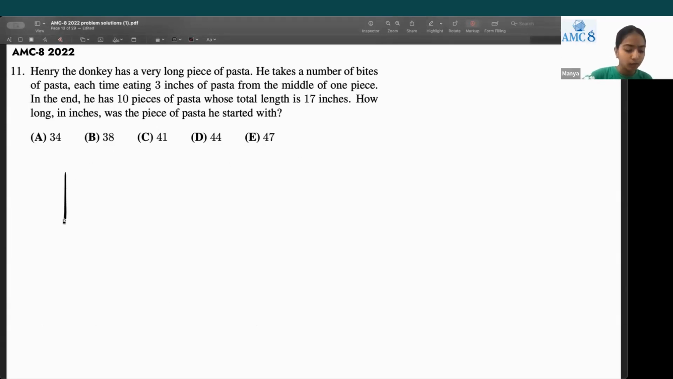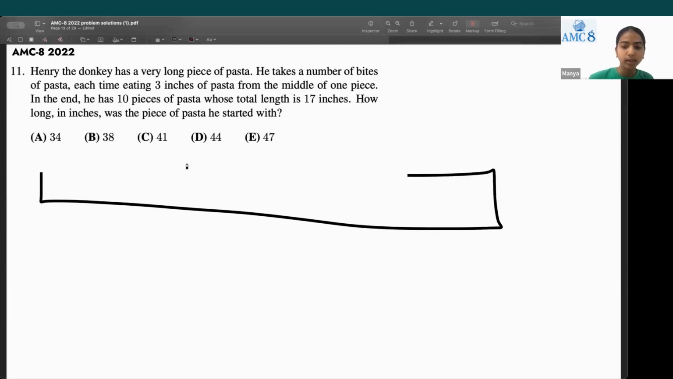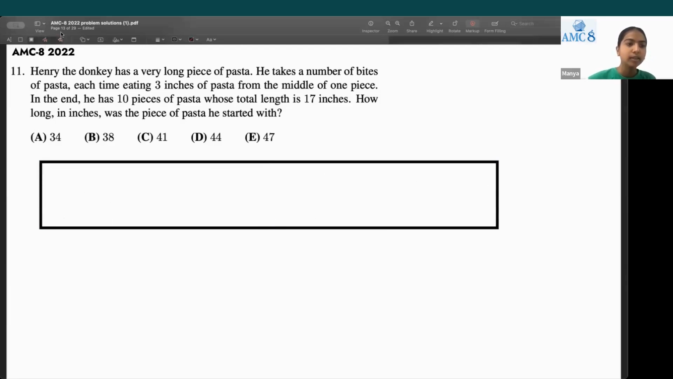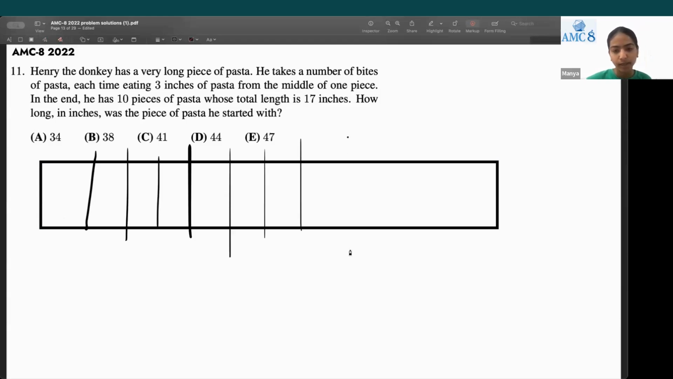So here, let me draw a rectangle. So this can be a rectangle right here. And so now he took 10 bites. So 1, 2, 3, 4, 5, 6, 7, 8, 9, 10. So that means that he has 10 pieces of pasta, meaning that he took 1, 2, 3, 4, 5, 6, 7, 8, 9 bites. So he took 9 bites, resulting in 10 pieces of pasta.